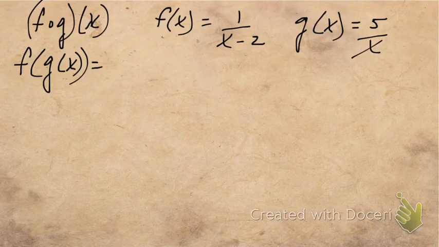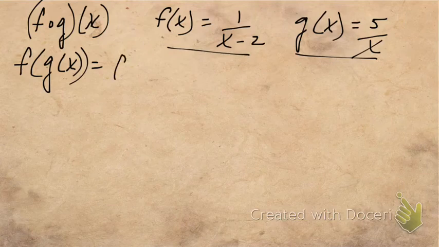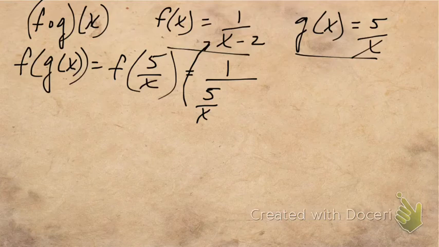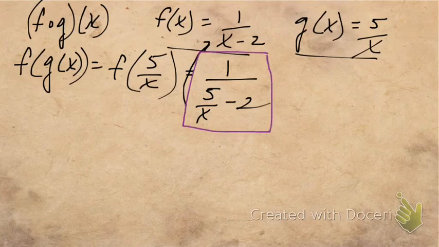Okay, given this example, I told you what f of x is, I told you what g of x is, now let's find f of g of x. So, if you know what g of x is, instead of g of x, we can put f of 5 over x, right? And that equals 1 over 5 over x, because we replaced our x with 5 over x, minus 2. So this is what we end up with as far as our algebraic expression for that.